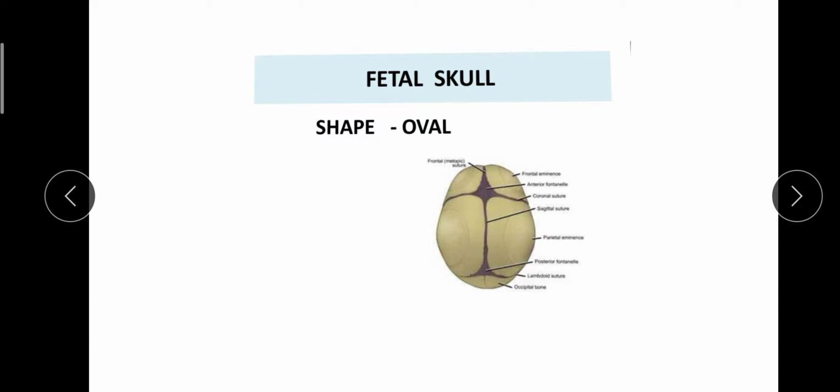Next, coming to the shape of the fetal skull. As we see in the picture, it is oval in shape. The fetal skull is oval shape. Oval means it is not fully round. It is like semicircular, you can say semi-round, not full round. So it is oval shape.